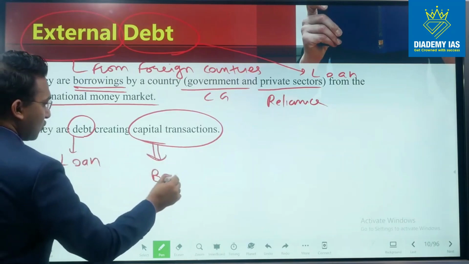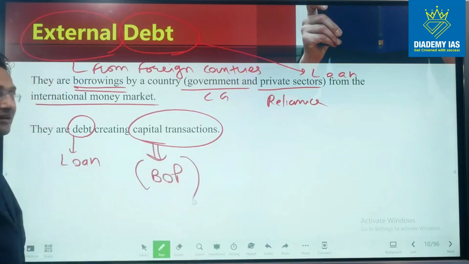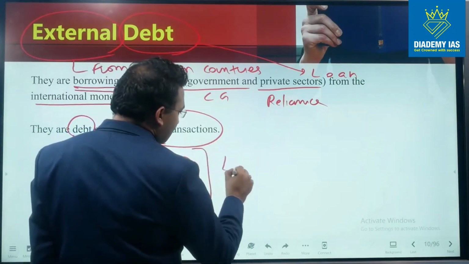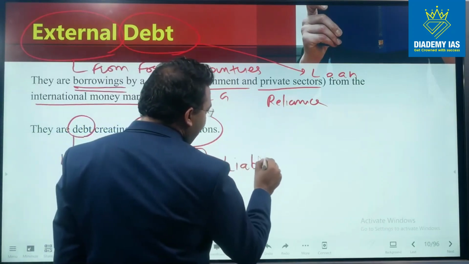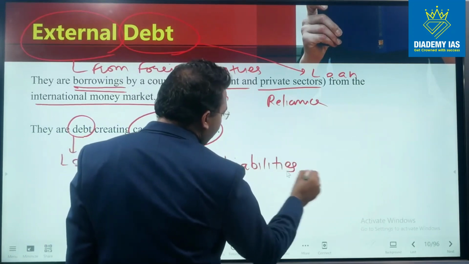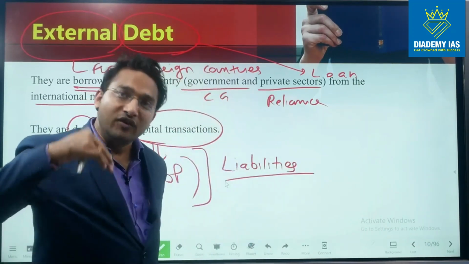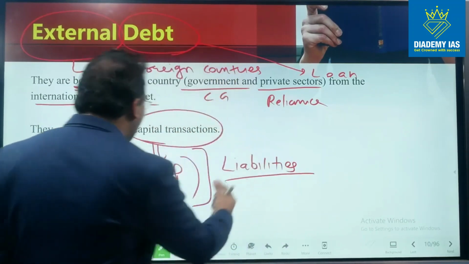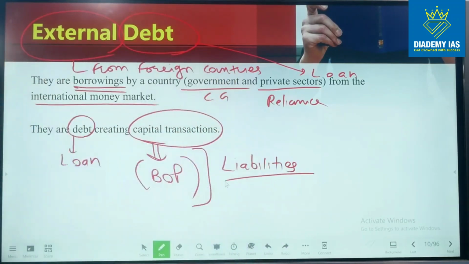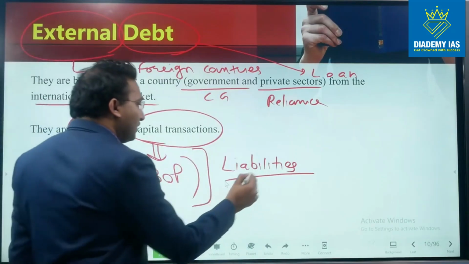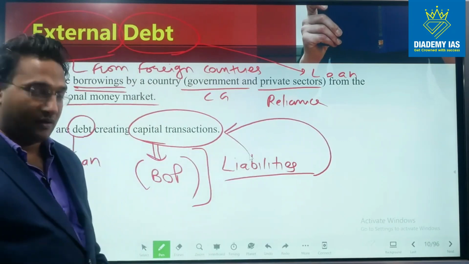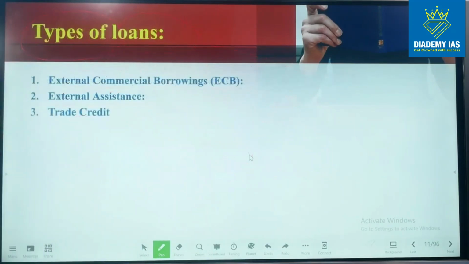So in the balance of payments, they are the capital transactions. Capital transactions because they are impacting the liabilities. So they are our liabilities. We receive the loan and then we have to repay in the future. So that is why they are called liabilities. And because they are liabilities, they are part of the capital account in the balance of payments statement. Now, there are three types of loan.